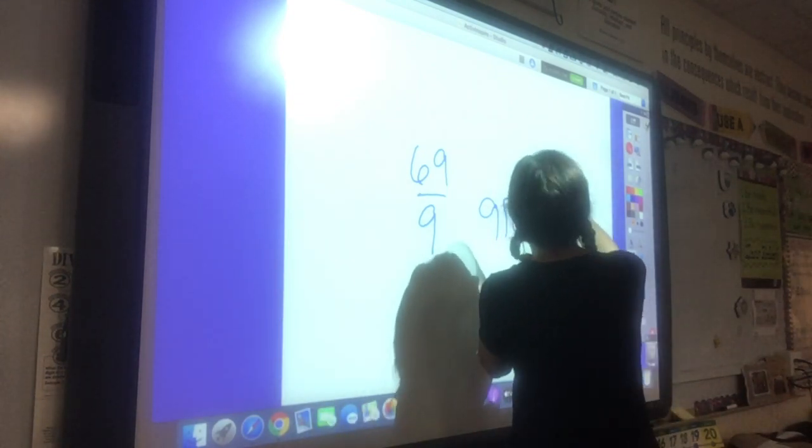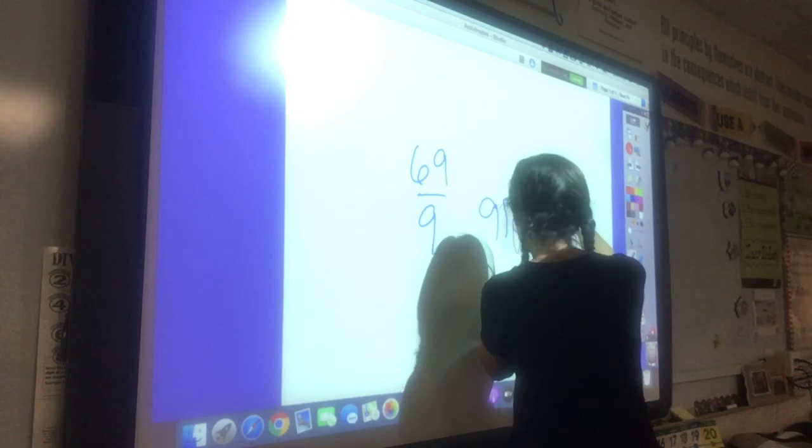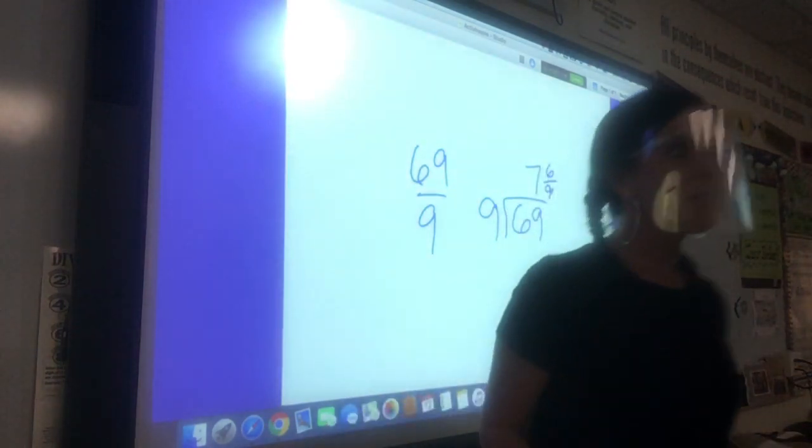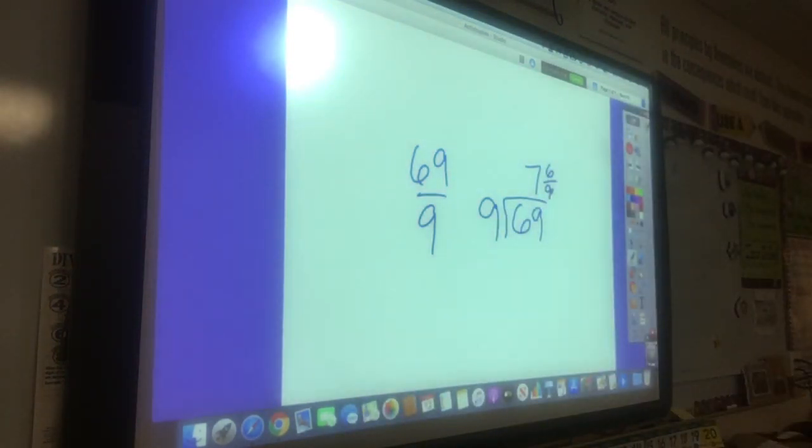And then 6 goes on top. It'll be 6 ninths. Okay, and then that can be reduced because 3 goes into both 6 and 9. So our final answer would be what, Ellen? 7 and 2/3. Yay! 7 and 2/3. All right, let's try another one.